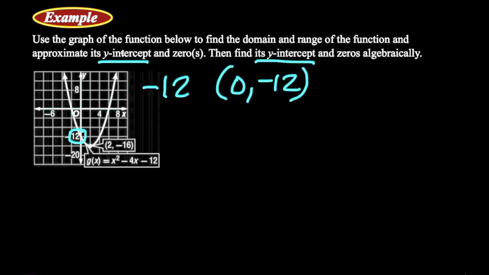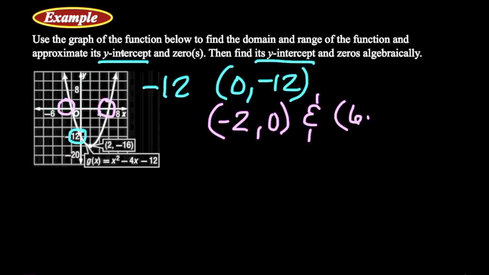And then the zeros, remember the zeros are just where it crosses the x-axis. So the zeros, we have 2 of them, and I have those in green. The zeros look like they are at the points, let's see, we're going by 2, so it looks like -2, 0, and we have one more on the right, and that one looks like 6, 0. Now those are just using the graph. We also want to find those algebraically, so let's go ahead and do that.